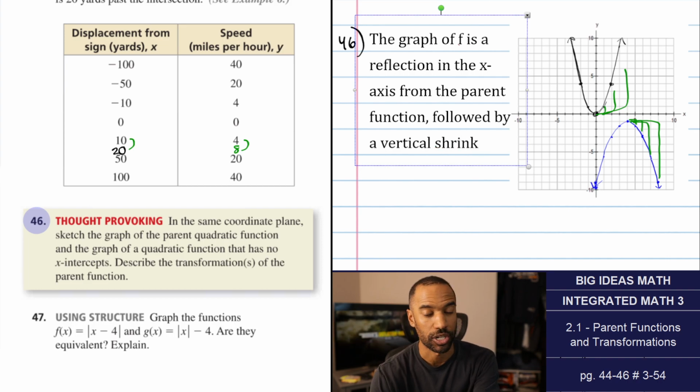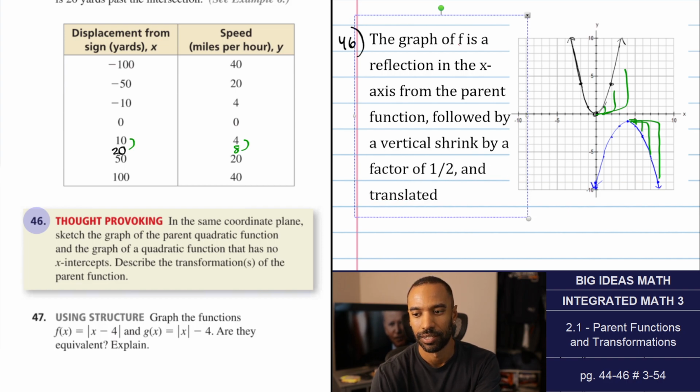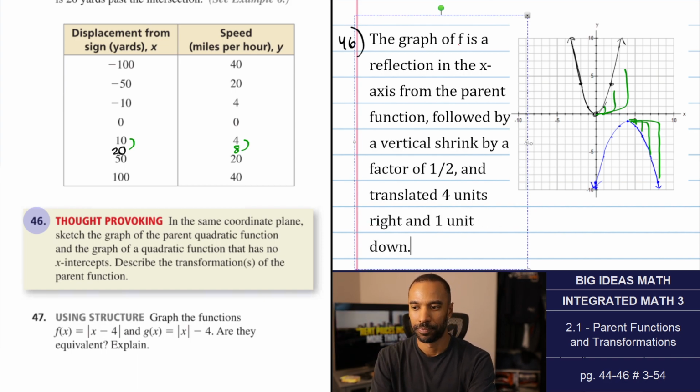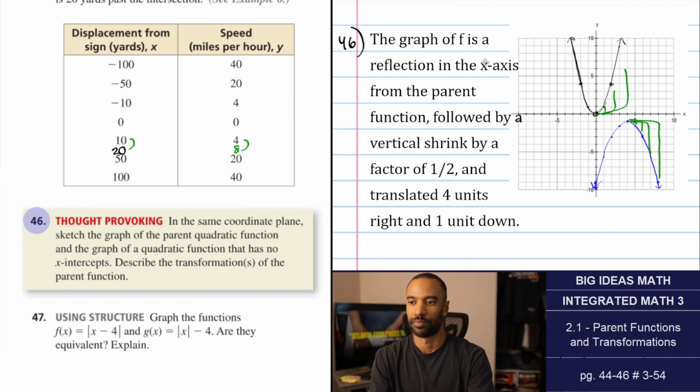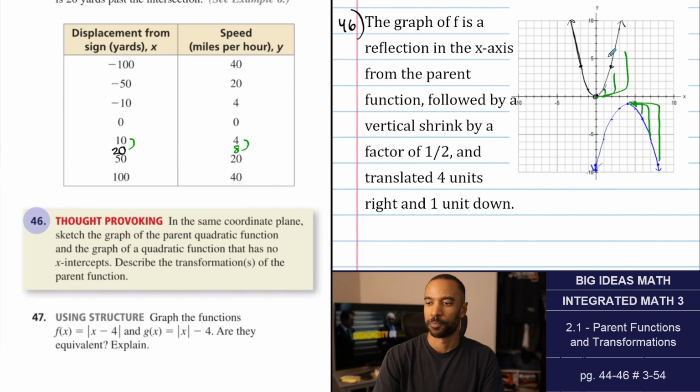Shrink, vertical compression, by a factor of 1/2. Now we talk about the translations. And translated 4 units right and 1 unit down. All together, we get the following equation, if you're curious.